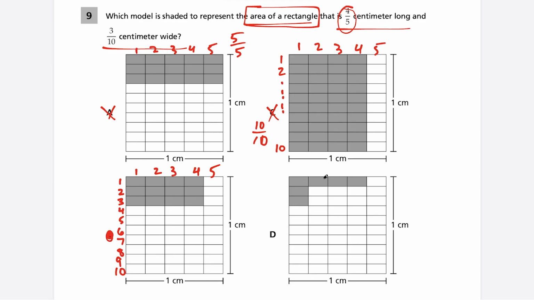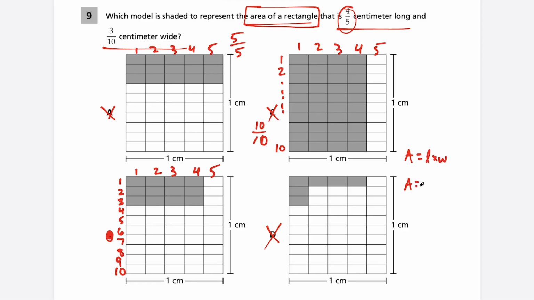And then this one here is just all out of whack. This doesn't even make a rectangle, so we could just chop that answer choice right away. And then one other cool way of seeing this would be to do the multiplication. The area of a rectangle we could find by doing the length times the width.